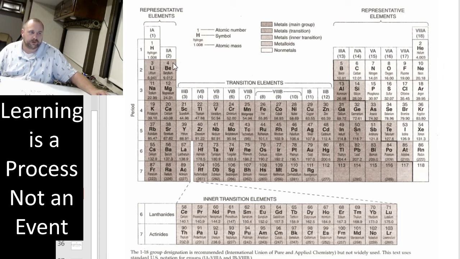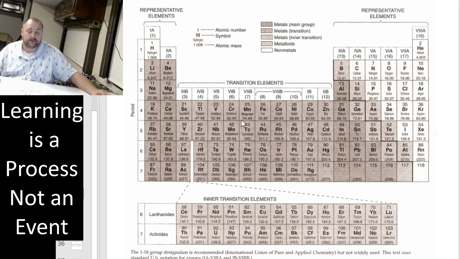Now remember, S's hold 2. P's hold 6. Remember? 1, 2, 3, 4, 5, 6. For every 2, I've got an orbital, so 3 orbitals. All right, so here's the P's. It's this dividing line right here. This is P's. Don't include the helium. That's the P's. All right, so nS's and the nP's.